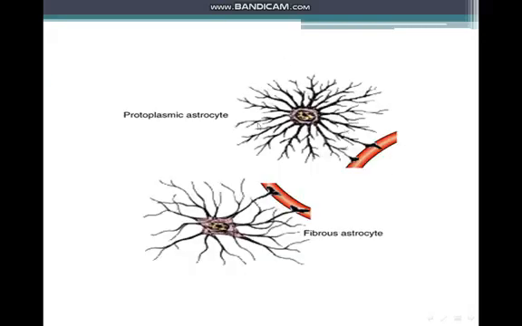So the protoplasmic astrocyte has profuse branching that is short in length, and the fibrous astrocyte has longer branches that are less in number. Both have contact with the blood vessels, forming a blood-brain barrier.